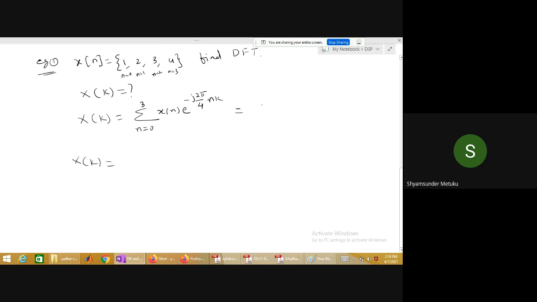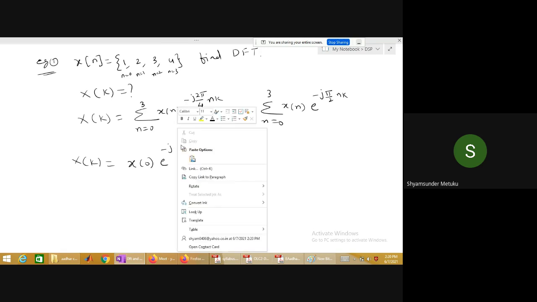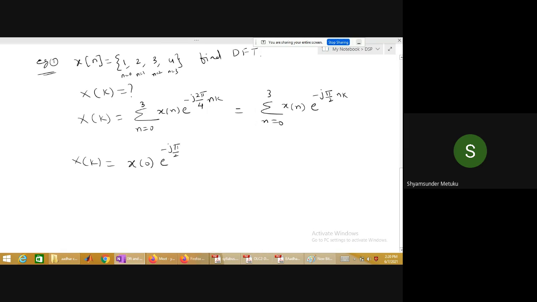you can further simplify. Sum over n equal to 0 to 3 of x of n e power minus j pi by 2 nk. Can I write this way? Yes, sir. Then you expand. For n equal to 0, you substitute x of 0 into e power minus j pi by 2 into 0 into k. Yes or no?